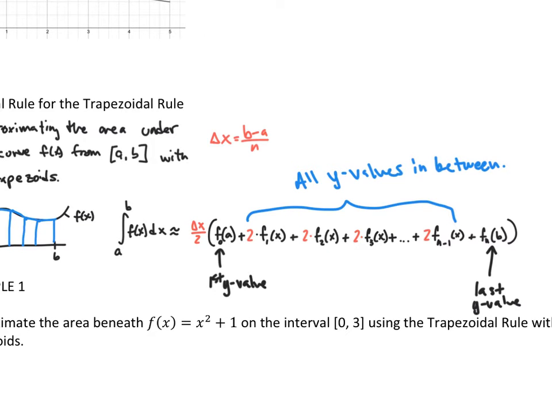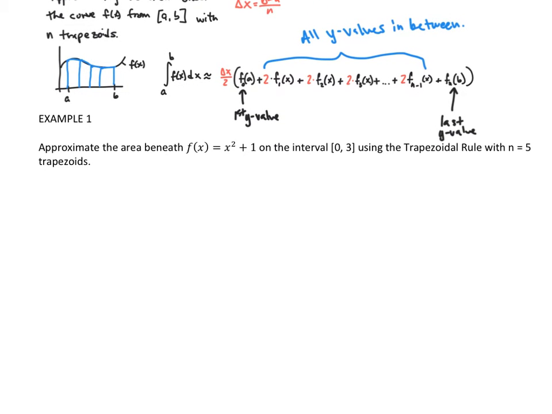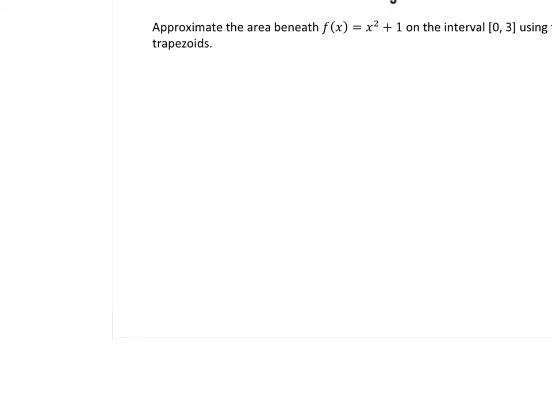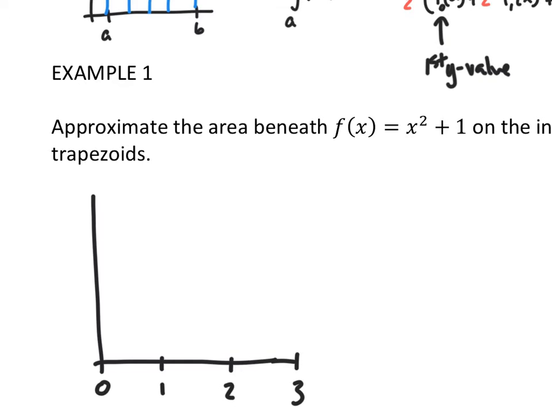So, what I want to do is go ahead and look at example 1. Example 1 says that I want to approximate the area beneath the function f of x equals x squared plus 1 on the interval from 0 to 3 using the trapezoid rule with n equals 5 trapezoids. So let's go ahead and draw a quick sketch of this. I want to approximate the area from 0 to 3. So I'm going to do 0, 1, 2, and then 3 of x squared plus 1.